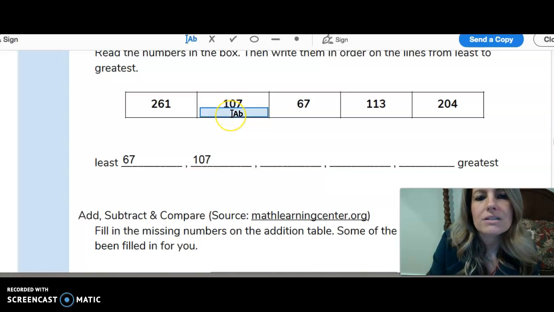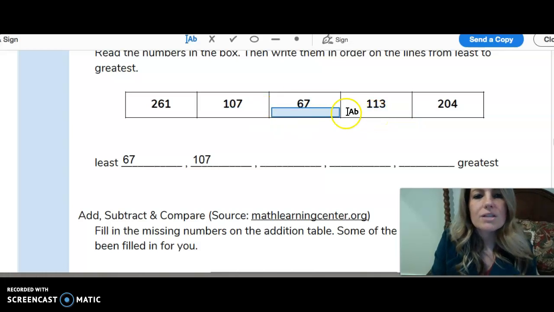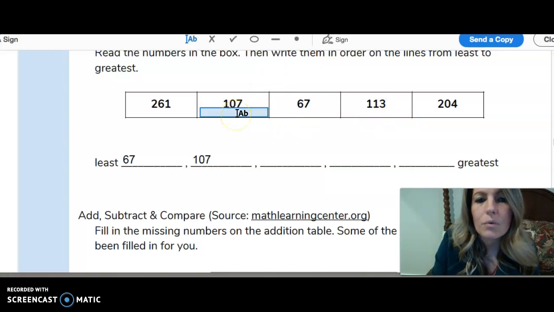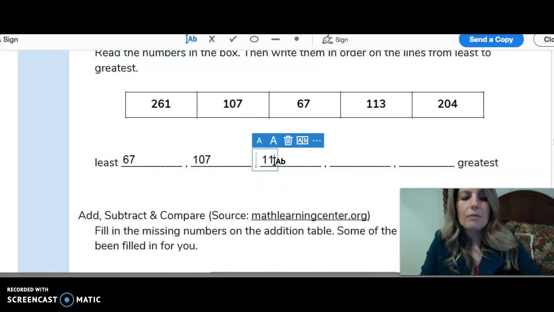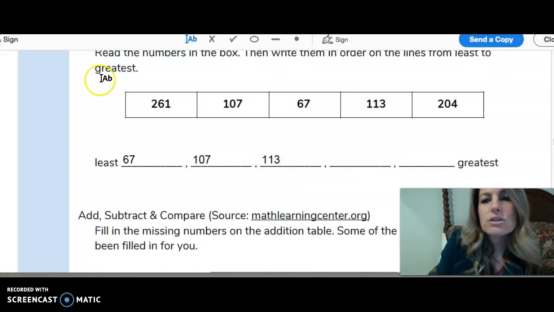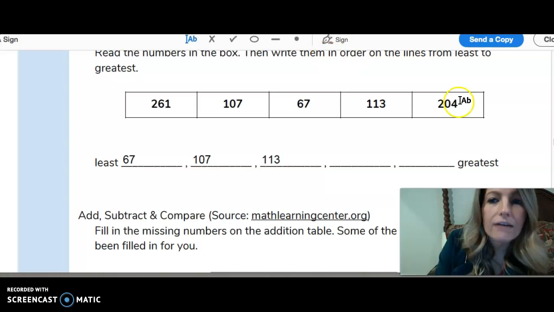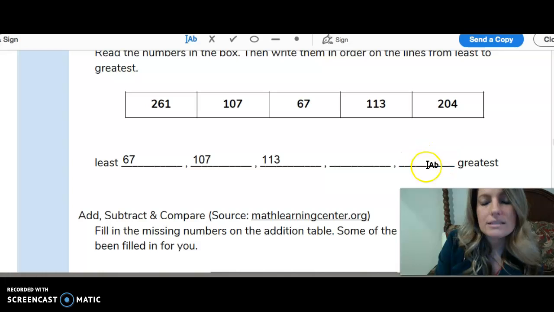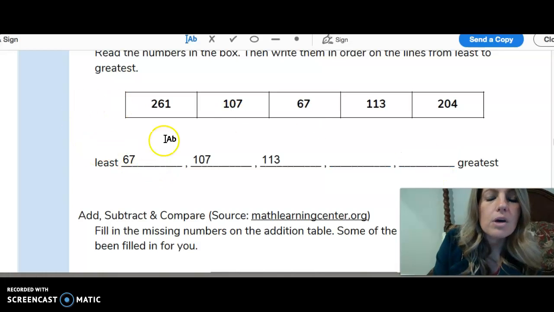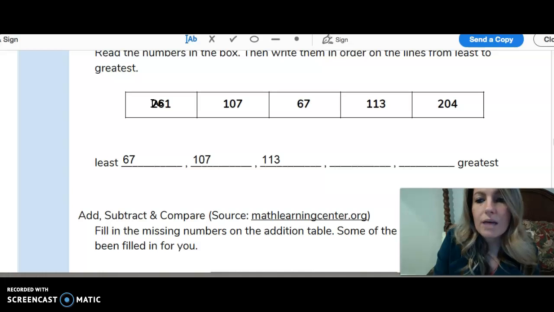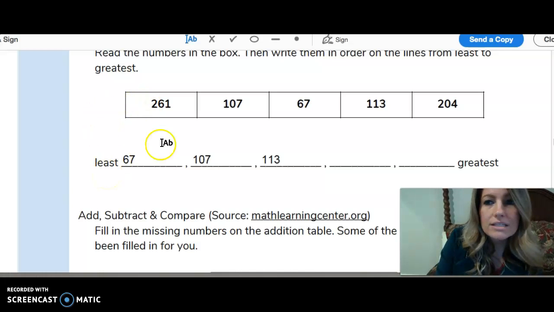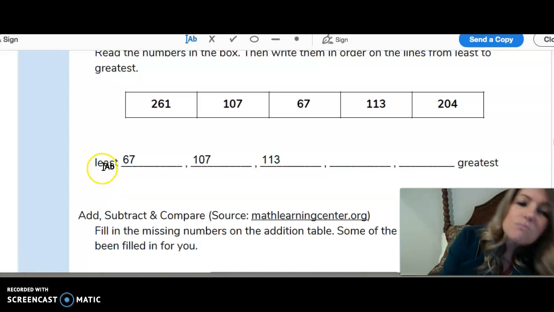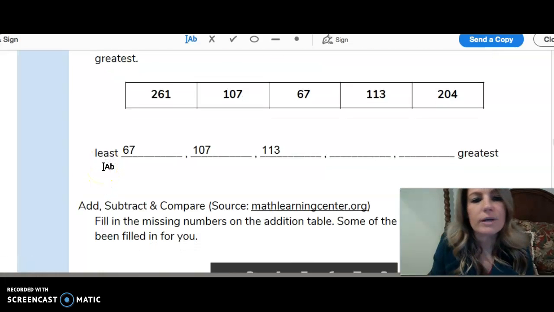Look in the tens place. There's 0 tens. Look over here. There's 1 ten in the tens place. So this number is going to be a little bit bigger than 107, which makes it our next number. Now you have 2 numbers left. You have to decide which is the smallest out of those 2 numbers and put it right here. And then you'll have to figure out the greatest number and put it right here. So for this problem, we numbered them going from least to greatest, which means from smallest number to largest number.